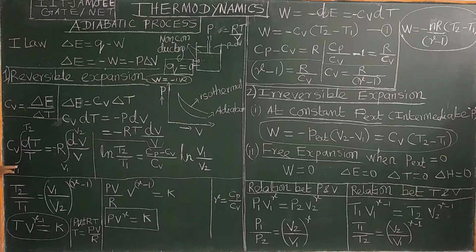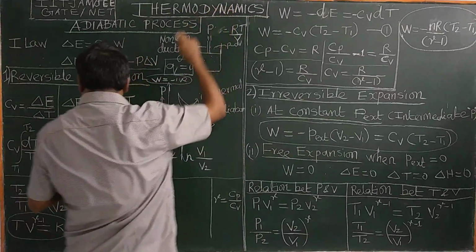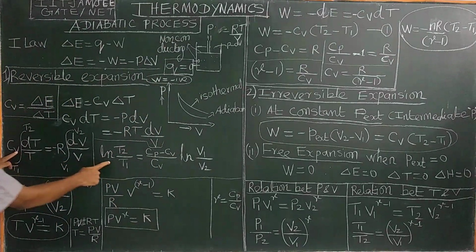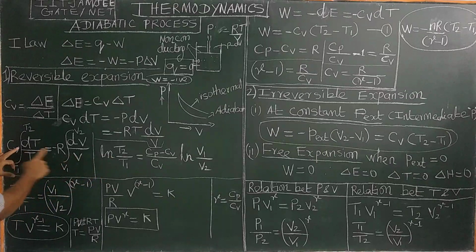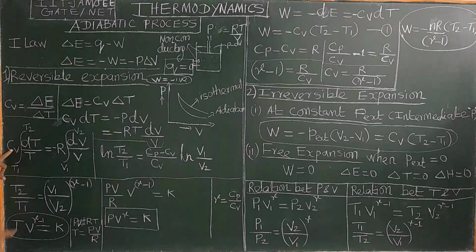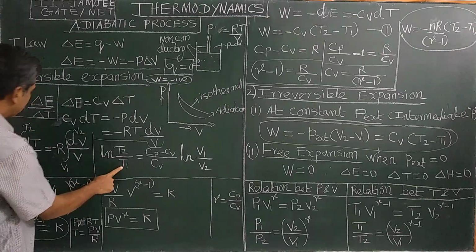Therefore, initial temperature, final temperature, and volume: initial volume and, on expansion, final volume. On integration, you will get ln. I am bringing Cv here. Therefore, Cv ln T2. The integral of dx by x equals ln x. Therefore, ln T2 by T1.